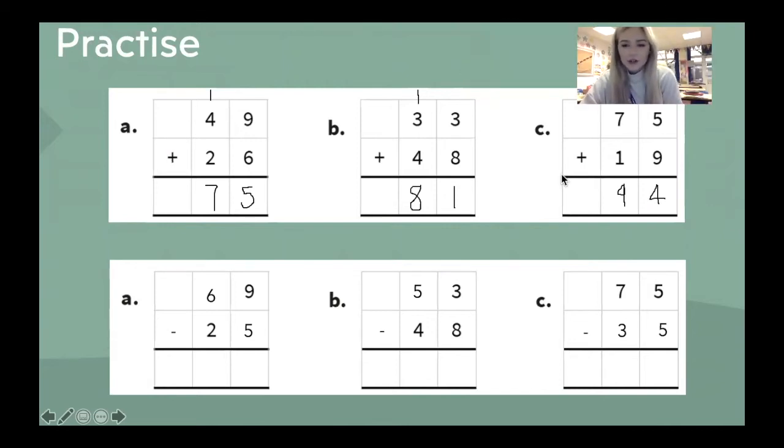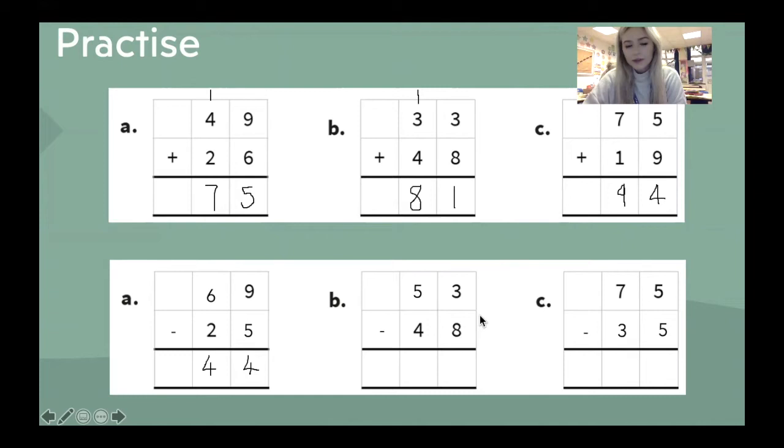Now we're moving on to do some subtraction. So here we are doing 69 take away 25. I'm going to start in the ones column. 9 take away 5 I know equals 4. And 6 tens take away 2 tens I know equals 4. So my answer for that question is 44.